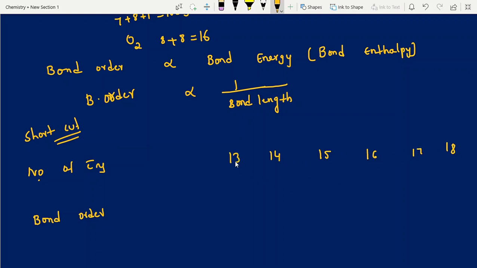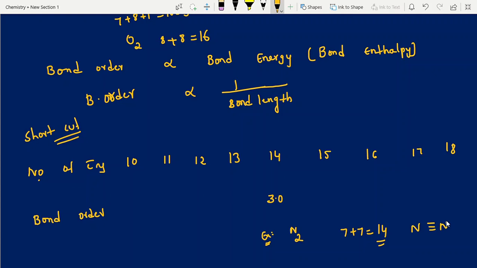Next, what about this side? 13, 12, 11, 10 electrons, right? Which is having 14 electrons, its bond order is 3. Best example you can notice, N2 molecule, 7 plus 7, right? N2 molecule, what is the bond order? 7 plus 7, 14 electrons means between the nitrogens 3 bonds are there.